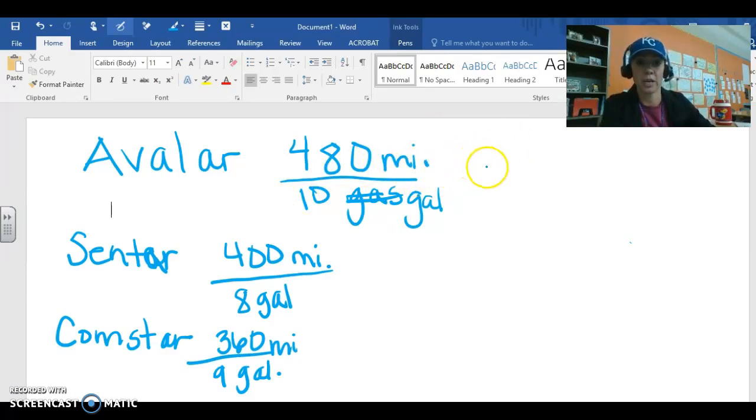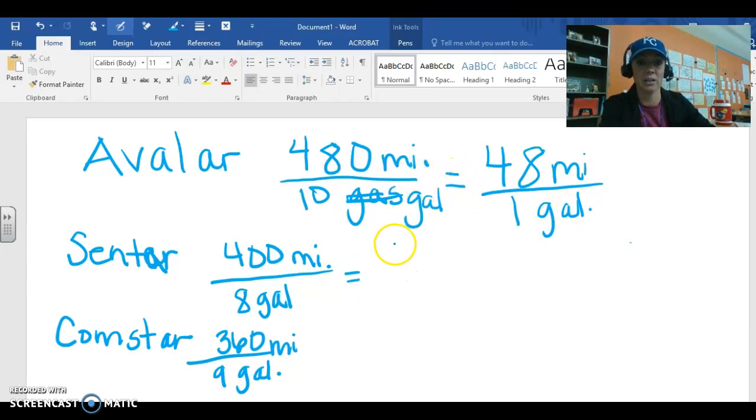divide 480 by 10, which means that we get 48 miles to every 1 gallon of gas. Okay? Down here for the Centaur, we're going to divide 400 by 8, which means we get 50 miles to every 1 gallon of gas. And just like we talked about in our last video, 6th grade, in order for it to be a unit rate, the denominator has to be a 1, and you also have to be using this to find the best buy.